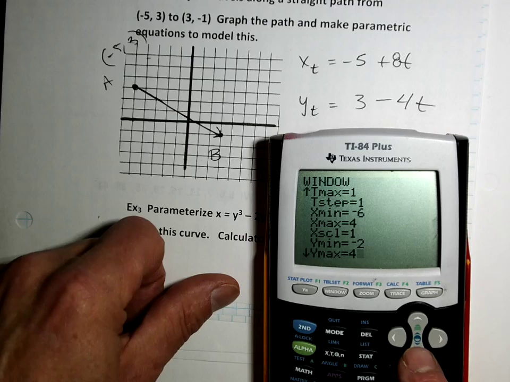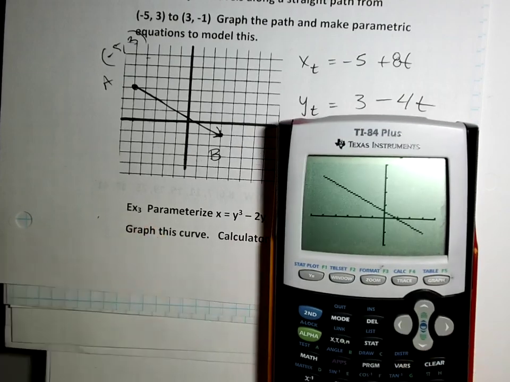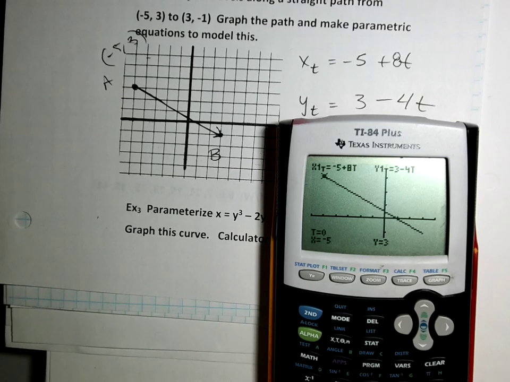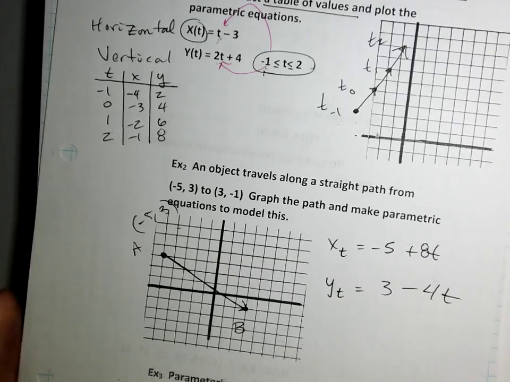And graph it. Okay, there it is. It's exactly what we have on our graph, right? And if I wanted to go to trace, I can. Starts there. 1 second later, it's moved to there, okay? So, all right.